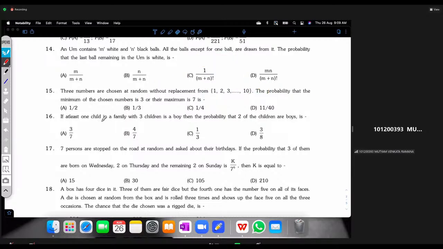At least one child in a family with 3 children is a boy, then the probability that 2 of the children are boys. Actually, this is conditional probability, but theoretically, if you go too much, so at least one child in a family of 3 children. So what are the possibilities? Let me write 8 possibilities. BBB, BBG, BGB. Without applying my brain too much, I'm writing all cases. 3 children means only 8 possibilities.